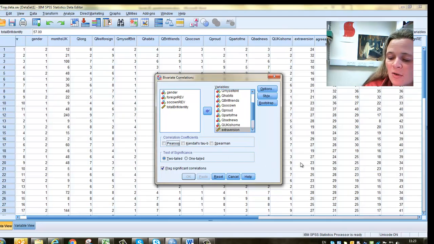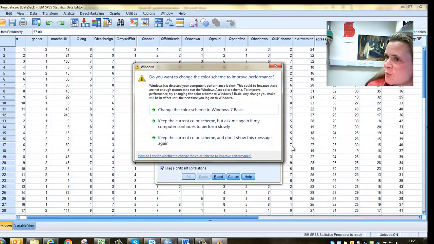Pearson's correlation coefficient you use when you have interval data. And interval data are data where the difference between each point on a scale is the same. For example, temperature. The difference between 10 and 15 is the same as between 15 and 20.